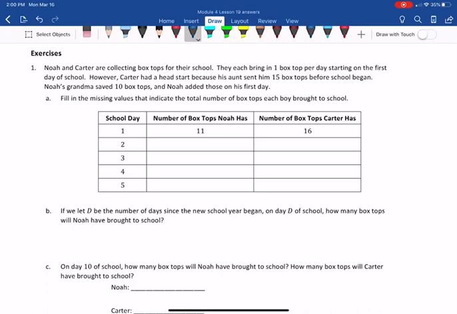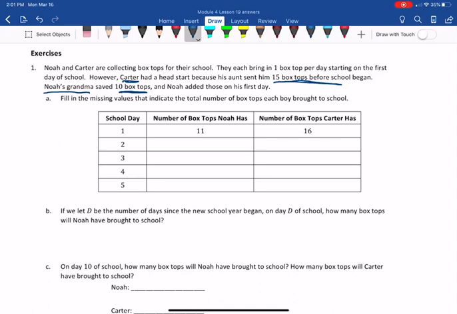So if I look, Noah and Carter are collecting box tops for their school. They each bring in 1 box top per day, starting on the first day of school. However, Carter had a head start because his aunt gave him 15 box tops before school even began. So Carter, if you look at this, Carter was given 15 box tops before school started, and Noah's grandma gave him 10 box tops. So they both added those to their first day of school. So if you look at their first day of school, okay, it looks like they have a lot of box tops, but really their aunt and their grandma gave them some.